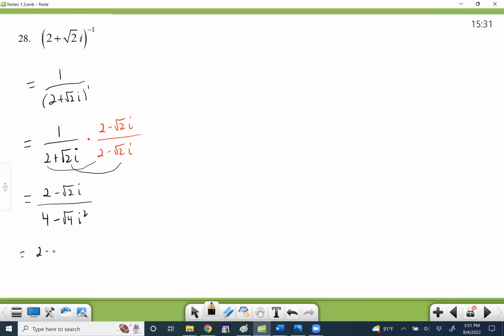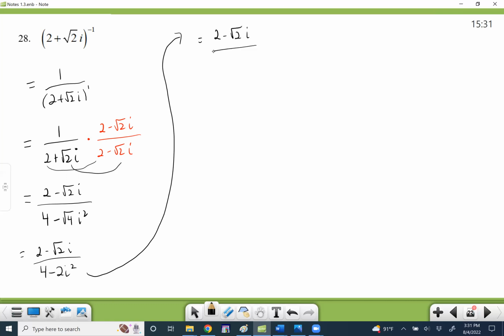So we got 2 minus root 2i on top of 4 minus the square root of 4, we can do. So let's do it. The square root of 4 is 2. So i squared is going to change that from a -2 to a positive, so the denominator is just going to be a 6. We'll split this guy up. 2 over 6.